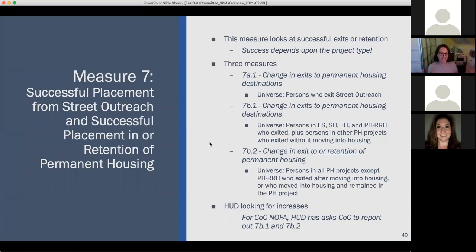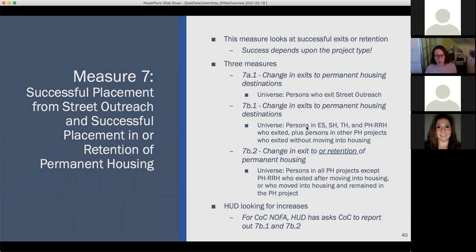What is a successful placement? It really depends on the project type. And that's important to hold on to. And I'll show you a chart in a minute, which gets into that more. But there are really 3 sub-measures within Measure 7. The first, the universe, is persons who exit street outreach, sorry.